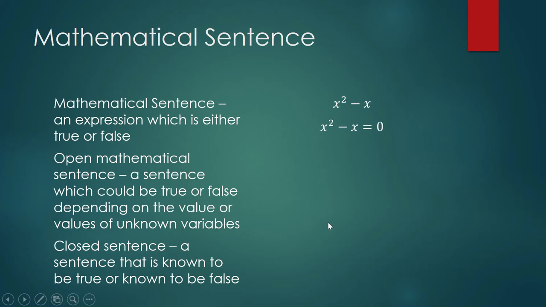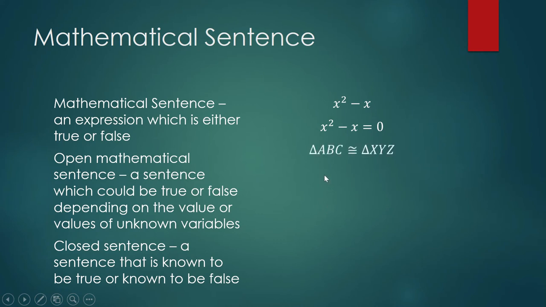How about this one? x squared minus x is equal to 0. Is this a sentence? Yes, it is a sentence. It can be true or false depending on the values of x. In which case, this one is an example of an open mathematical sentence. It is true when x is 1 or 0, and for other values of x, it's not true.